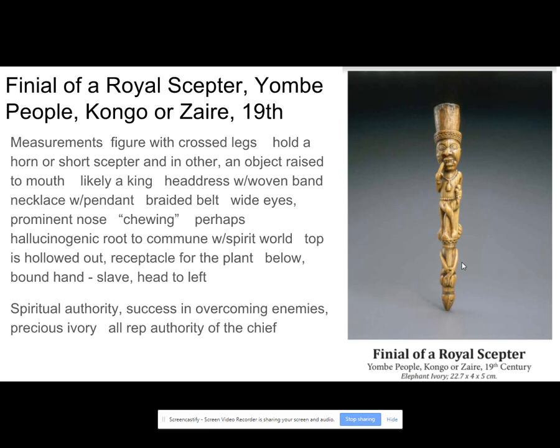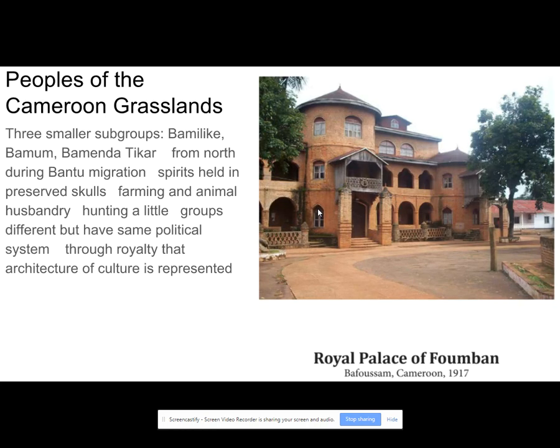Below, there is a bound hand and a slave. You see the head to the left. So this would represent spiritual authority, success in overcoming enemies. It's made out of ivory, so it's precious, and all represented authority of the chief.